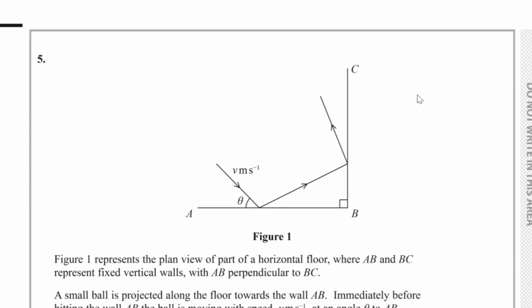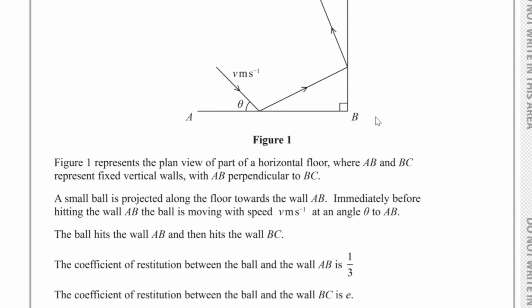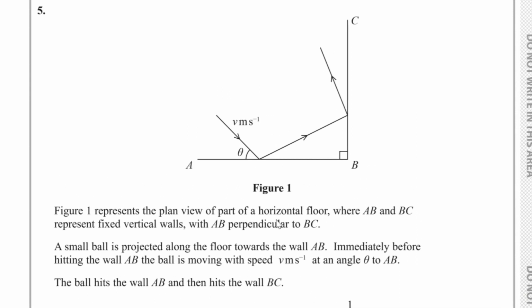Question number 5. Figure 1 represents the plan view of part of a horizontal floor where AB and BC represent fixed vertical walls with AB perpendicular to BC. A small ball is projected along the floor towards the wall AB. Immediately before hitting the wall AB, the ball is moving with speed v meters per second at an angle theta to AB. The ball hits the wall AB and then hits the wall BC. That's what we see in this diagram.